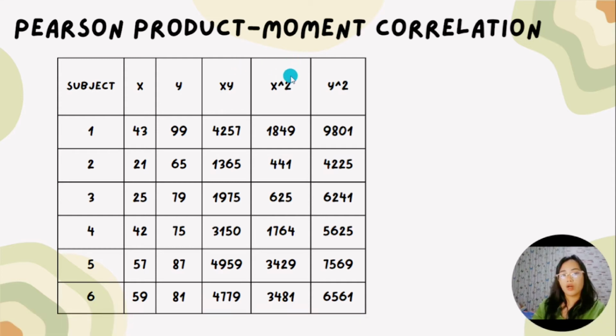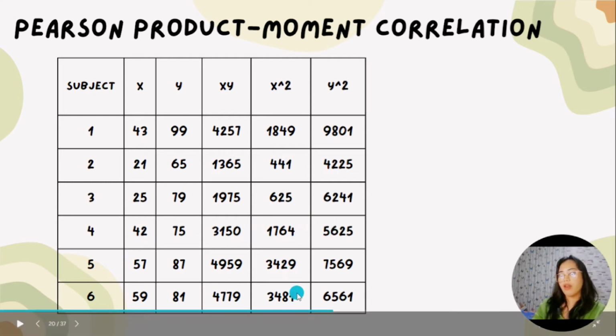In this column, we have the x squared, which means that x is multiplied by itself. So it's 43 times 43 equals 1,849. 21 times 21 is equal to 441. 25 times 25 is 625. 42 times 42, 1,764, and so on. These are the values of the rest.